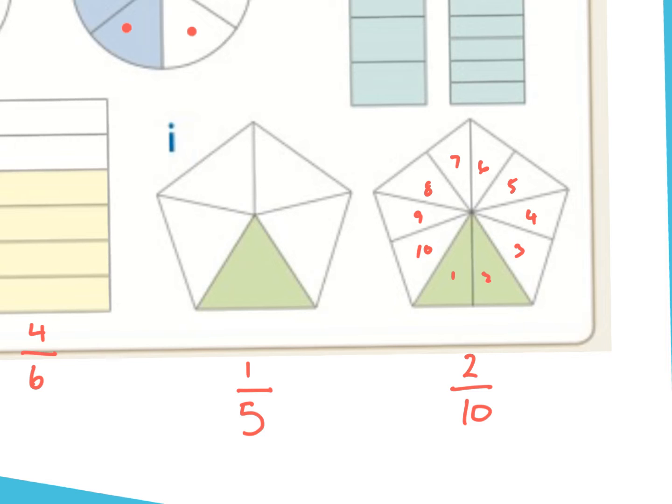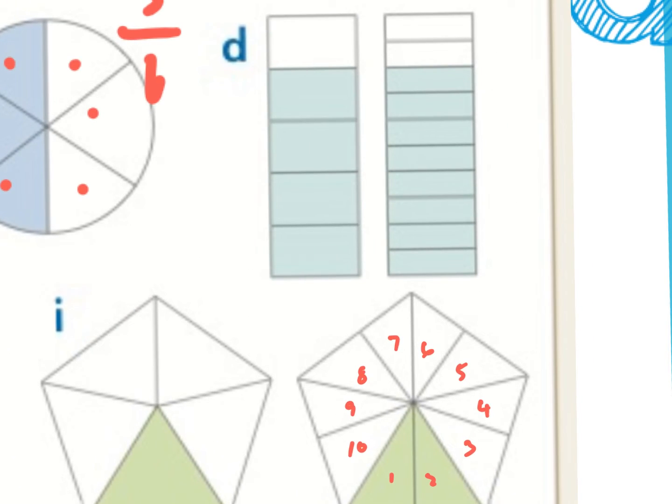All right, I'll quickly do D as well. I can see that there is 1, 2, 3, 4 shaded of 5. And straight away, what I'm going to say is, I think we're just going to try this. 4 times 2 is 8. Whatever I do to the bottom, I must do to the top. 2 times 5 is 10.